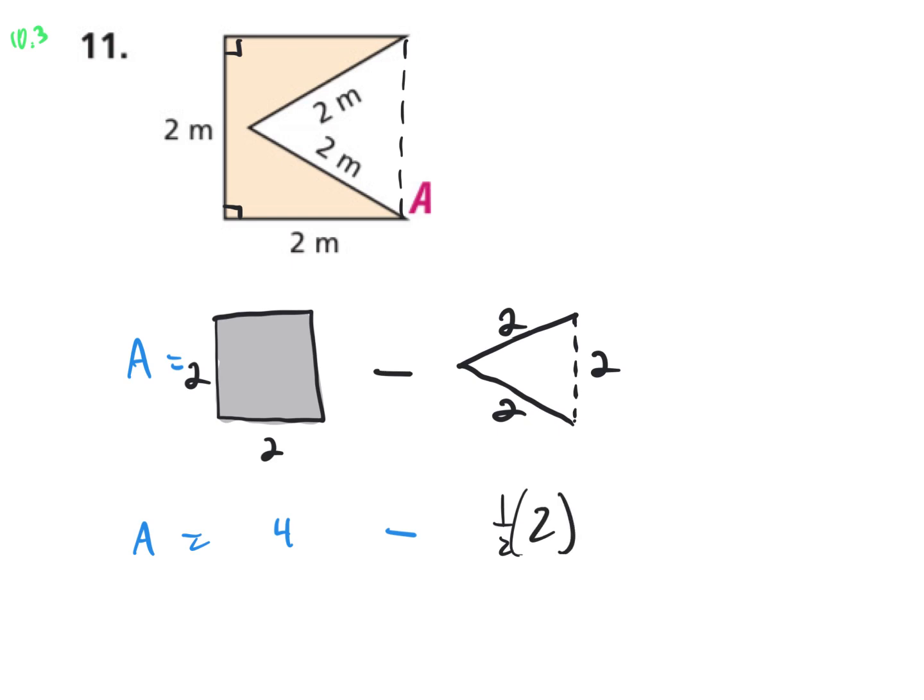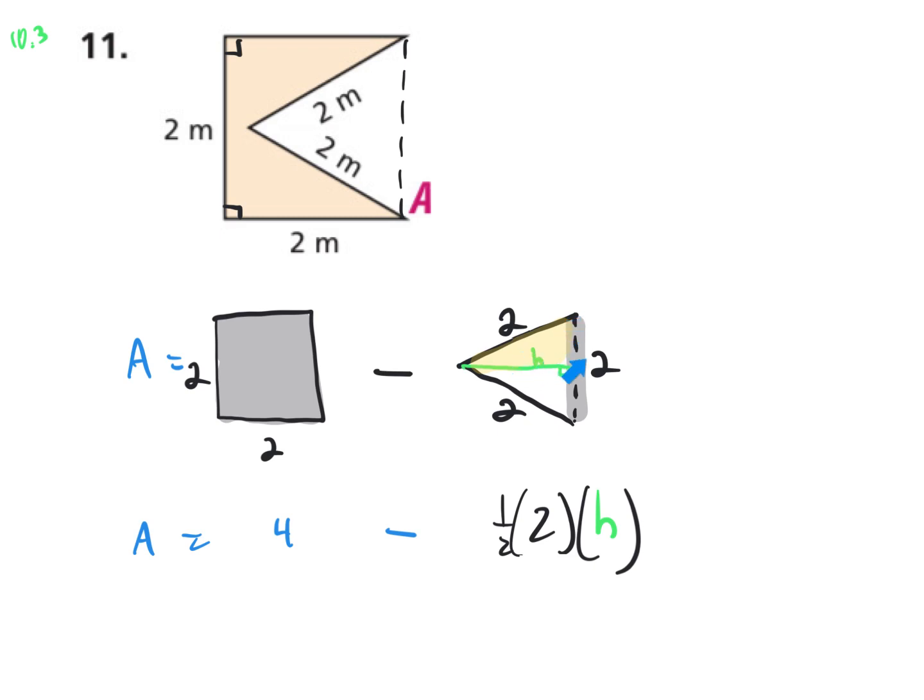the base of 2, which is this dimension here, multiplied by the height, which is this dimension here, which they don't give us. So we'll need to use Pythagorean theorem with the yellow right triangle.